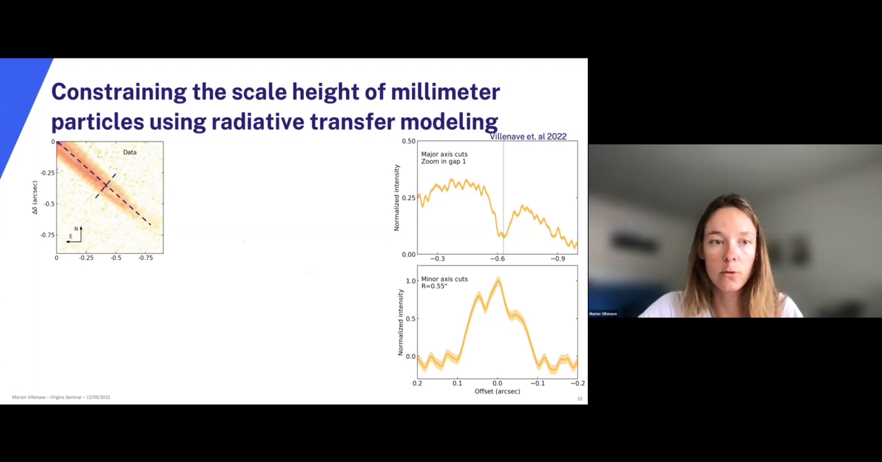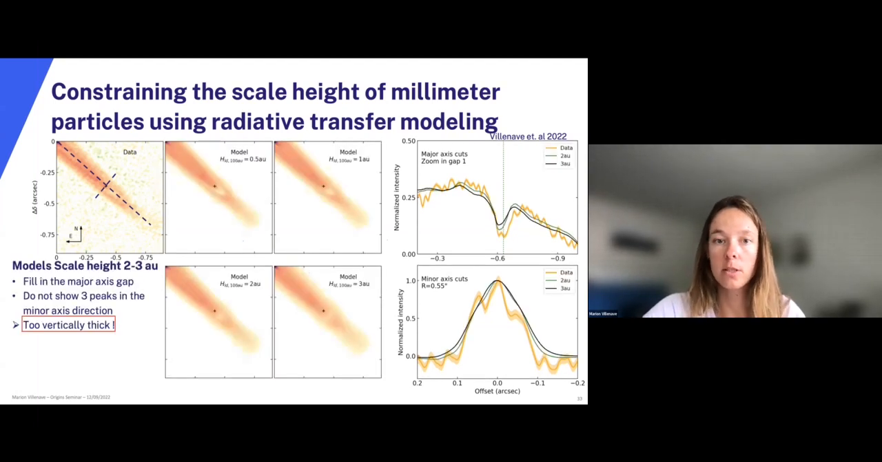So as I said, we performed 4 radiative transfer models with different scale heights of 0.5, 1, 2, and 3 AU. You can see that as we increase the scale height, the gap at the position of the cross is less and less clear, which is what I was calling projection effect before.